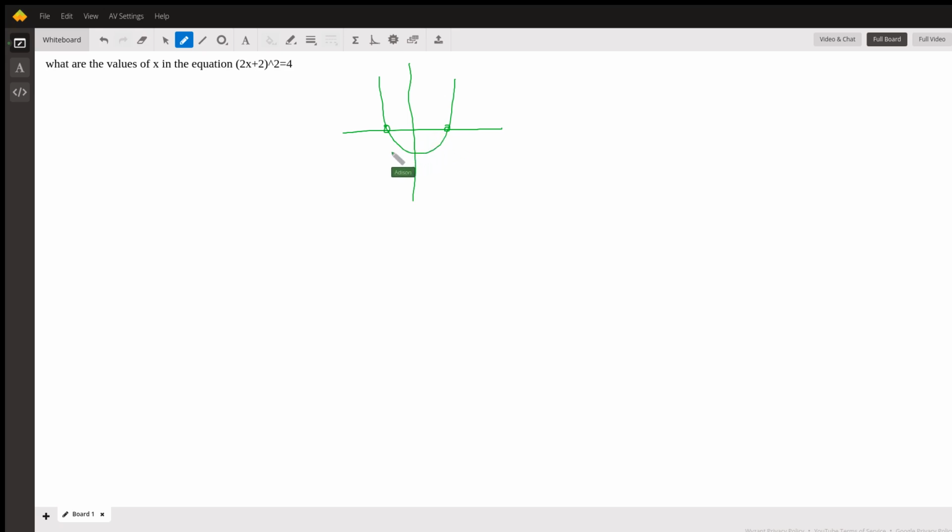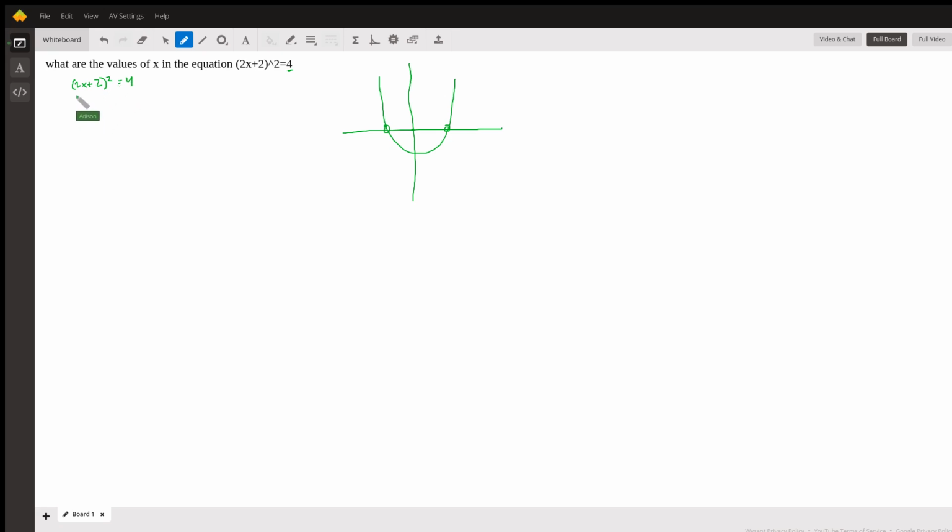Now, in order to do this, we cannot have this equal to 4, but instead must have it equal to 0, because we need the y to be equal to 0. Because once the y is equal to 0, we know that we're on the x-axis. So let's take this problem, (2x + 2) squared equals 4, and now I want to get everything on the left side.